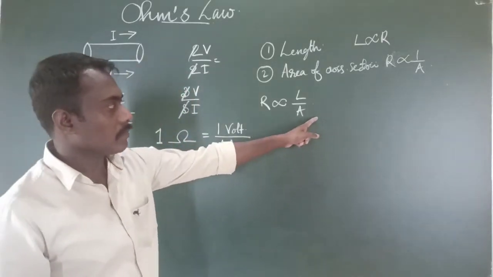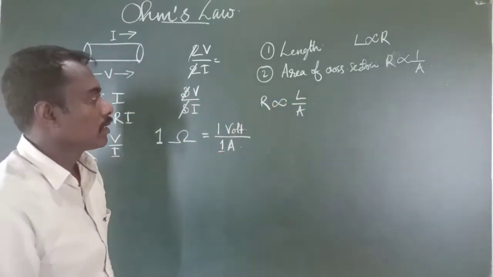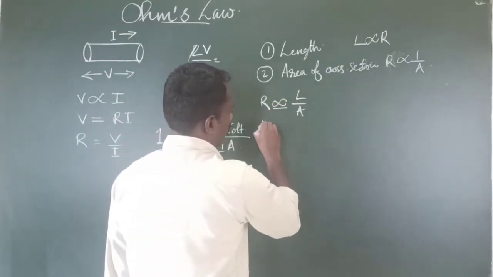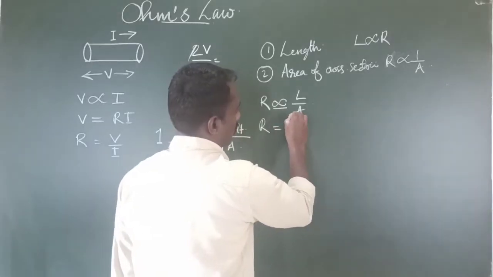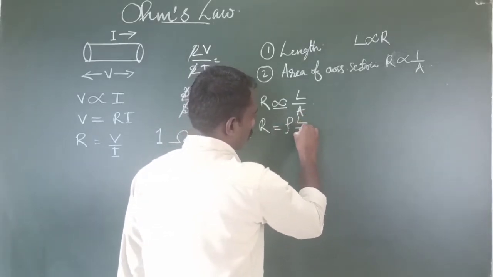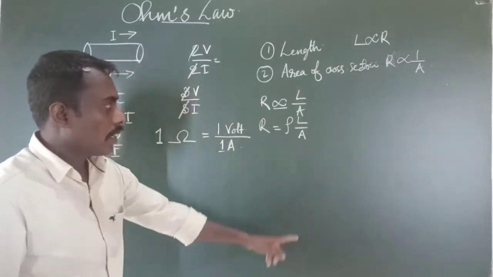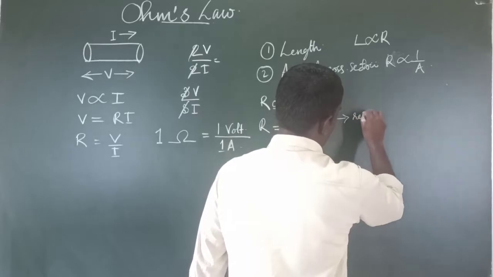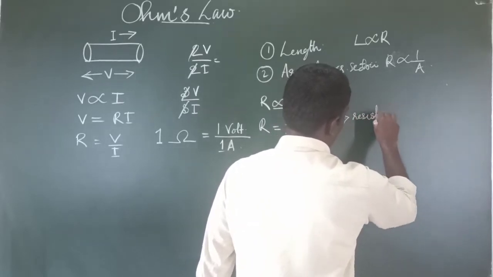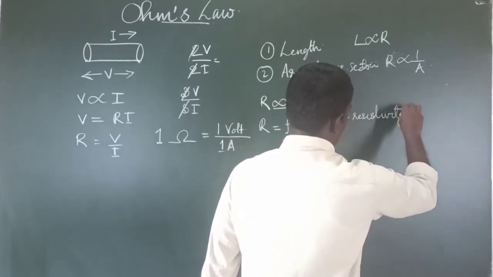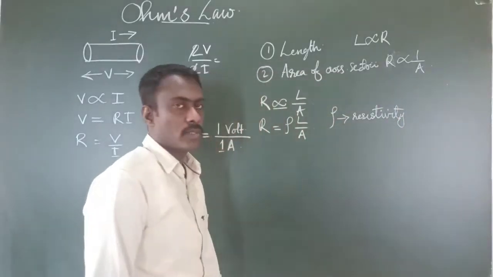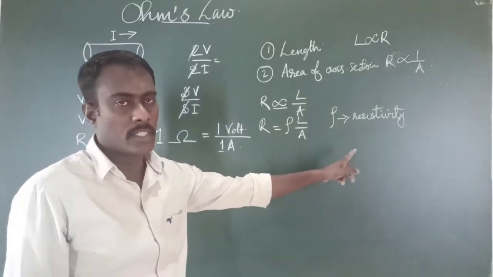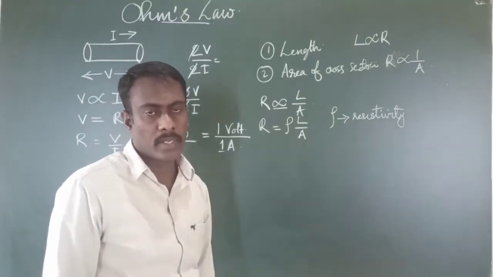Then, in order to avoid the proportionality sign, we multiply this term with a constant, and that constant is known as rho. This rho is known as the resistivity of the material. It is also known as the specific resistance of a conductor.